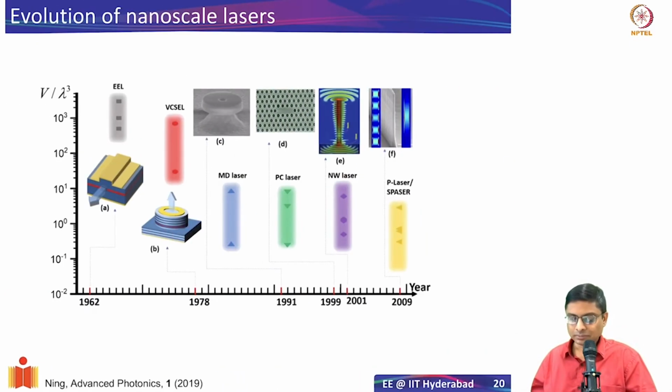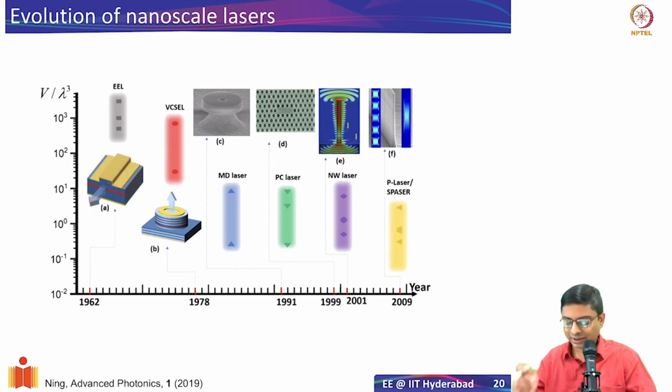All right. So this is a very quick overview of how the nanoscale lasers evolved over the last 30 to 40 years. The original devices that were initially fabricated were these edge emitting lasers. You had the double heterostructure, and from the side you have the emission. The facet on the side acts as a mirror, and light goes back and forth between that, and then you have emission.